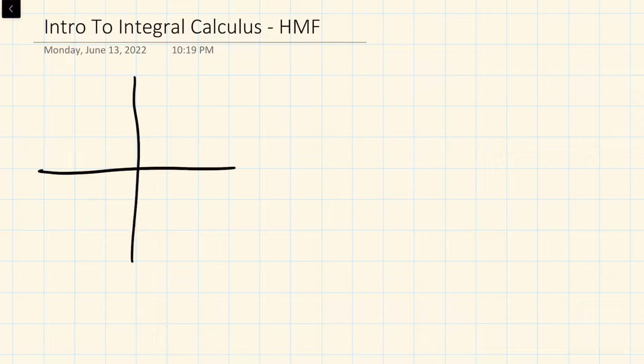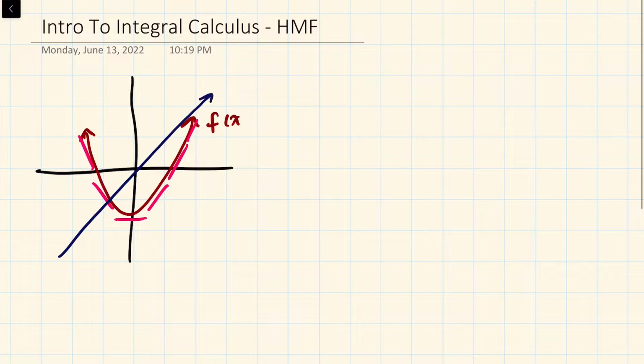Just like our derivative, let me draw a Cartesian plane here. It represents the slopes of the tangents to the lines for our function f of x. Our first derivative will look something like this. That is f prime of x. So it's kind of similar to derivatives.